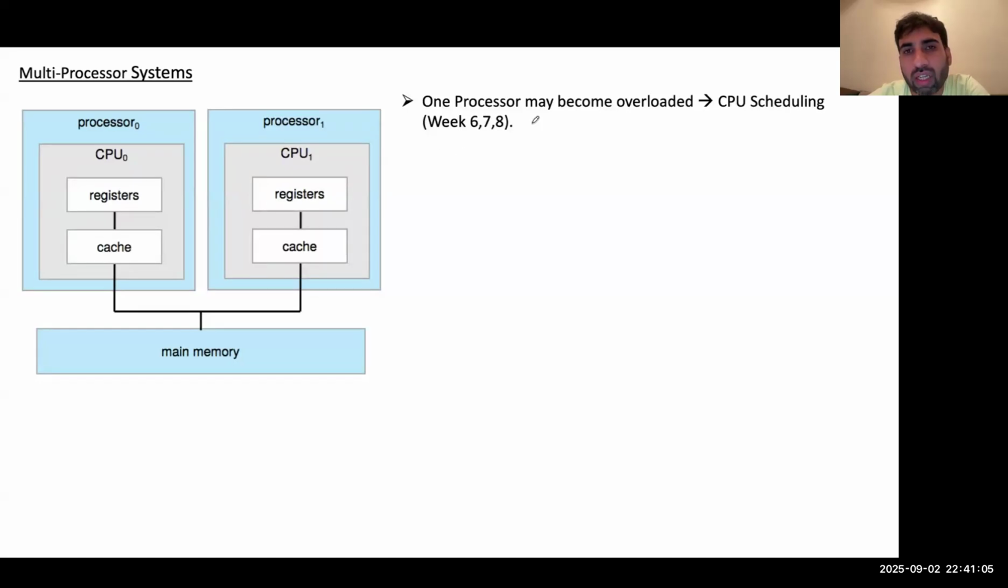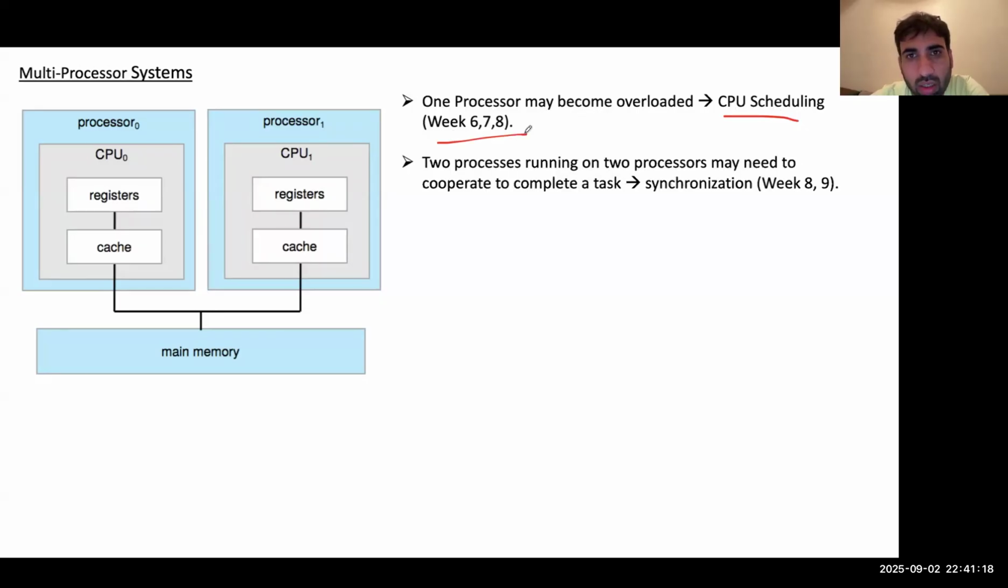So for that, we need to look at how the processes are scheduled on the CPU, right? This is known as CPU scheduling, and we will talk about that in weeks 6, 7, and 8.